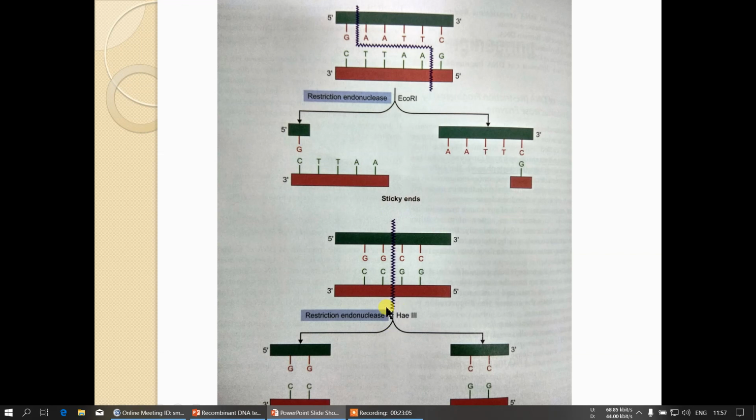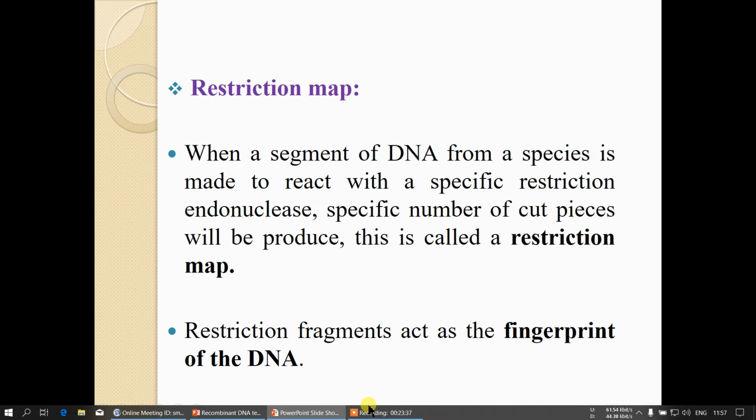The Haemophilus influenzae type of restriction endonuclease enzyme will produce the cut in between the GC sequence, at a linear sequence at longitudinal sites directly, and it will produce this type of blunt ends. This is a blunt end in the double stranded DNA. Mostly in recombinant DNA technology, restriction endonuclease enzymes which produce sticky cuts are used, not blunt ends.